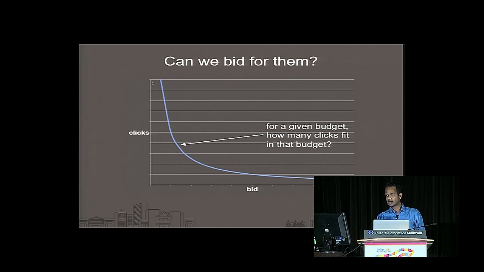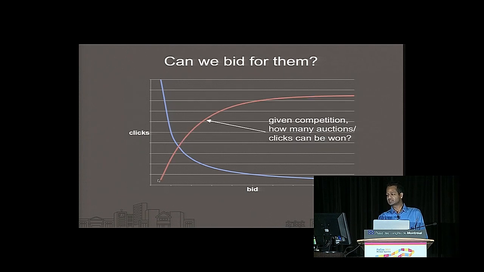So this is the budget curve. I have on the x-axis the bid price, and on the y-axis I have clicks, right? So if in the auction the advertiser were to bid very high, then he will actually get fewer clicks because his budget is finite, right? The more you pay for each click, the fewer clicks you will get, right?